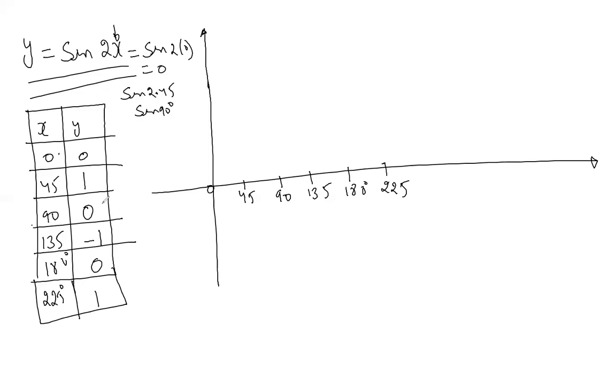All right, let's mark the values. When x is 0 degrees, all these are in degrees, of course, y is 0 right there. When x is 45, y is 1. We can suppose that is our 1. And when x is 90, y is 0, of course. And when x is 135, it is minus 1. We can suppose minus 1 is there. Now when x is 180, it's 0 again. And when x is 225, it is 1 again, right?